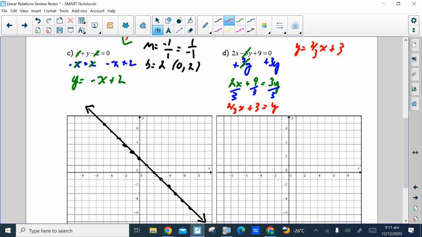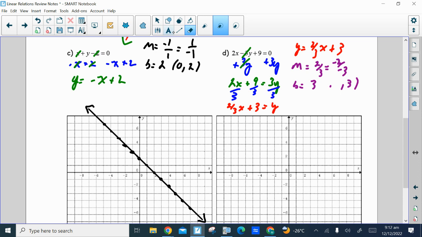Now we put it in slope-intercept form. We got y by itself. So that tells us two things. It tells us the slope, m, is 2 over 3, or we could also say negative 2 over negative 3, because a negative divided by a negative is still a positive. And b, the y-intercept, is 3, which remember is where x is 0. It's where the graph crosses the y-axis.